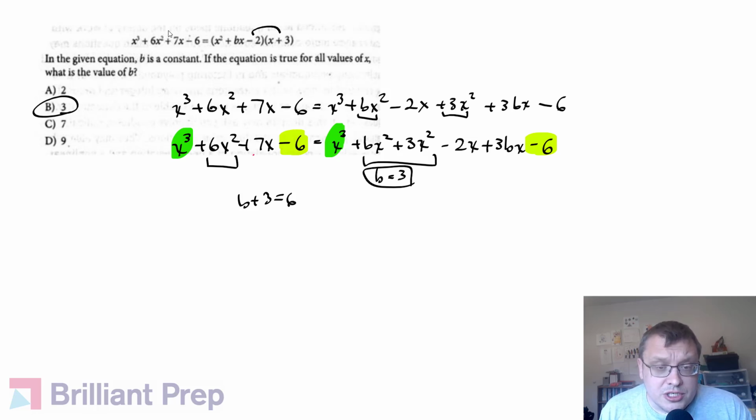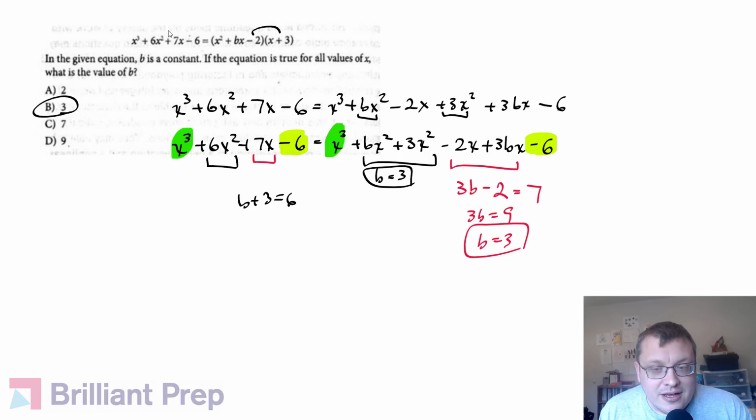Now, if we wanted to, we could have done this with the 7x term. So same sort of argument. We could say my x terms have got to combine to become 7x. And right now I have 3b minus 2. And that's going to combine when I put those coefficients together. And that should equal 7. So if we go ahead and solve this for b, again, we should get the same answer. And we do, it's 3. So either way, choice B.